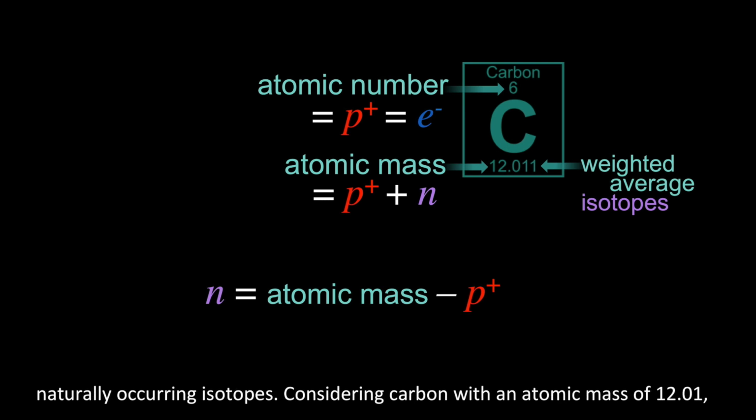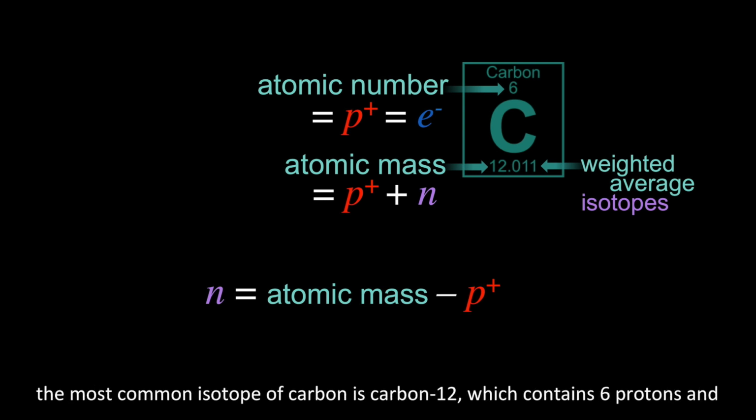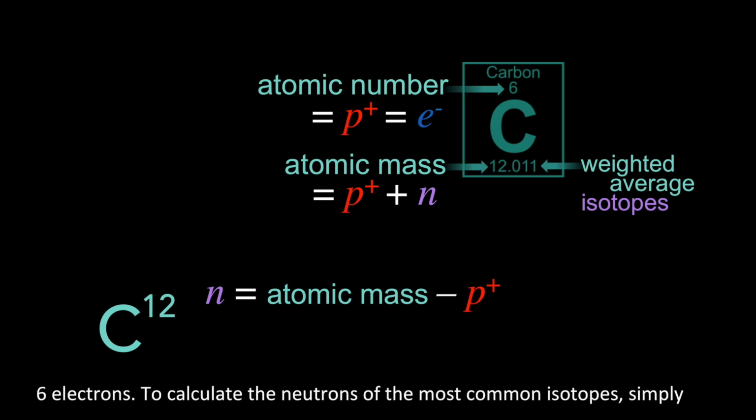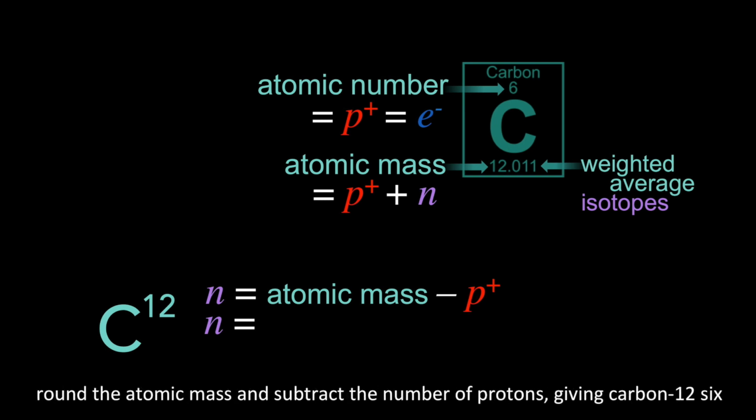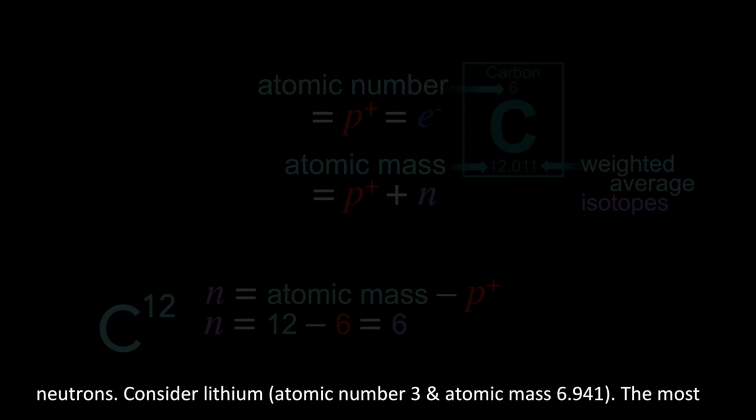Considering carbon with an atomic mass of 12.01, the most common isotope of carbon is carbon-12, which contains 6 protons and 6 electrons. To calculate the number of neutrons of the most common isotopes, simply round the atomic mass and subtract the number of protons, giving carbon-12 6 neutrons.